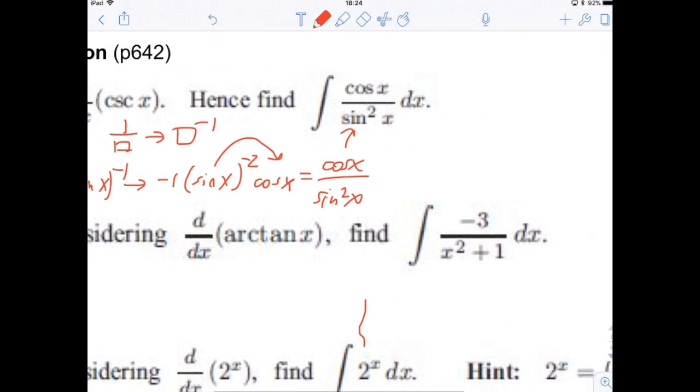So if someone asked me to find the integral of cosine over sine squared x, since I know that the derivative of cosecant x is cosine over sine squared x, I know that if I integrated it, then I would end up with cosecant x plus c, of course. Okay?